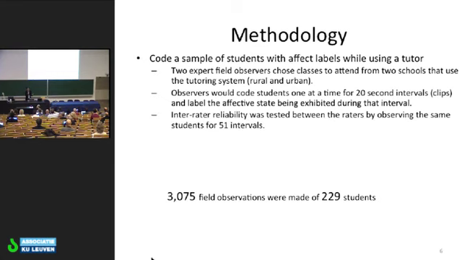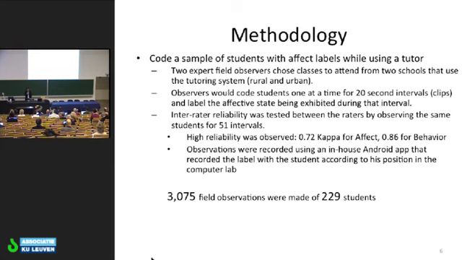So we did tests for inter-rater reliability between the experts, and that was tested by looking at the same students for 51 intervals and then comparing the ratings. Among the four affective states that I listed, there's a kappa of 0.72, which is much higher than chance. It's pretty good. And then for the behavior states, the off-task and gaming is 0.86, which is very good. So inter-rater reliability looks good enough. They have similar opinions on what affect and behavior is.